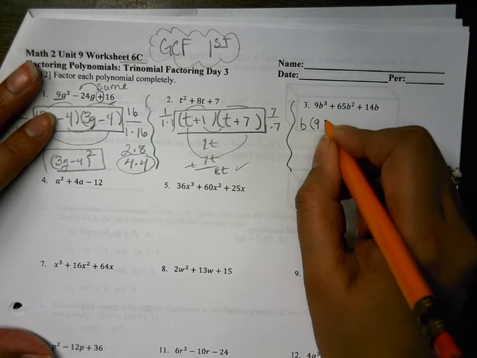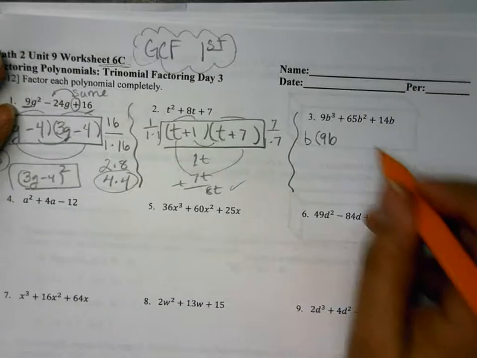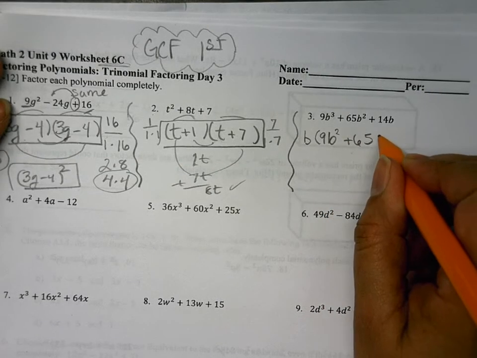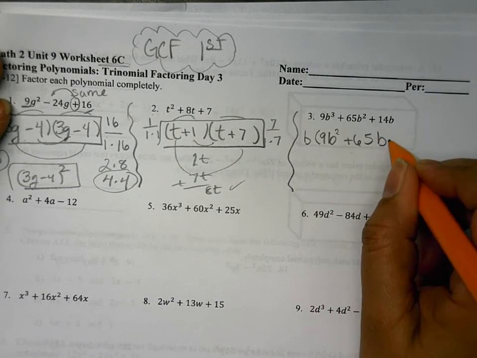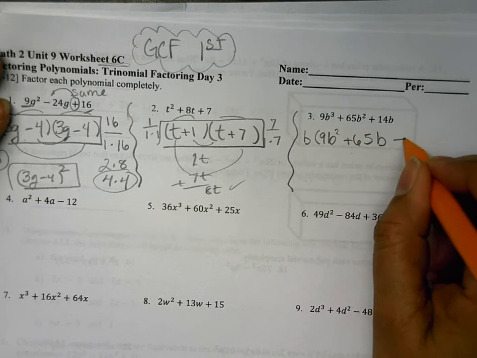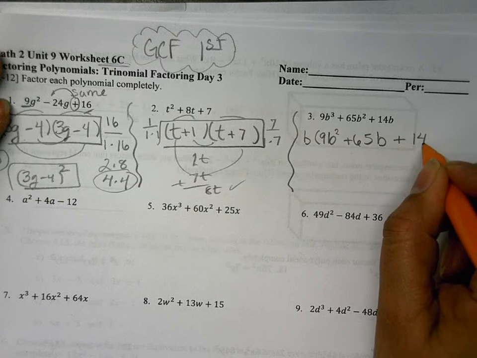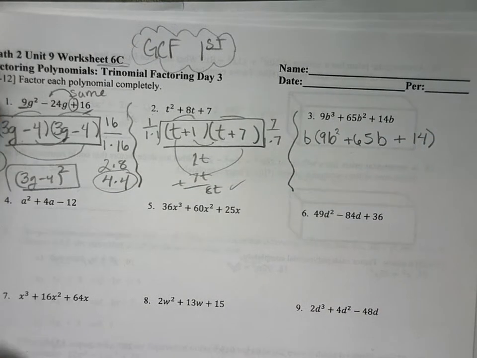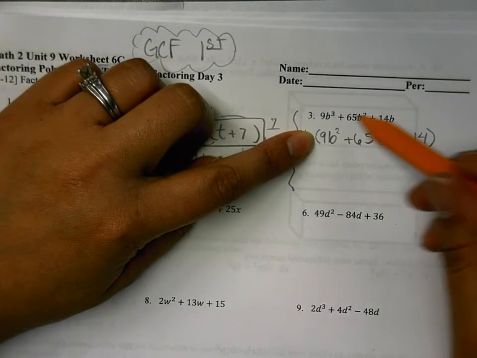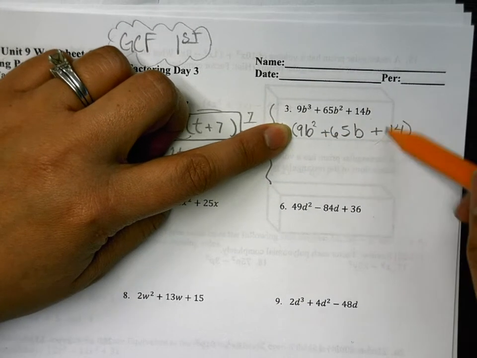Same thing. What's left over after I take out a B? 9. B to what power? Second plus 65 what? B to what power? First, because 1 plus 1 is 2, plus what? 14b or just the 14? Just the 14. All right, cover the B. What are you going to now do here?